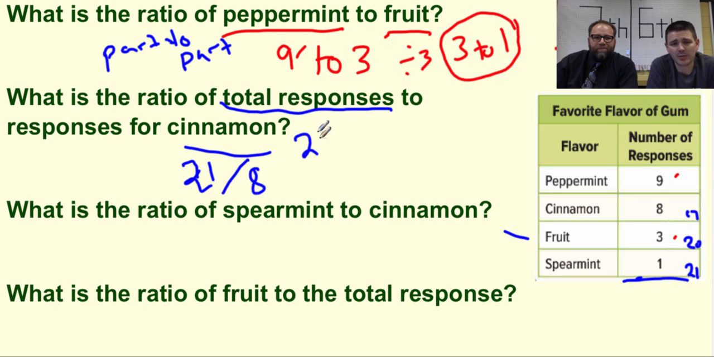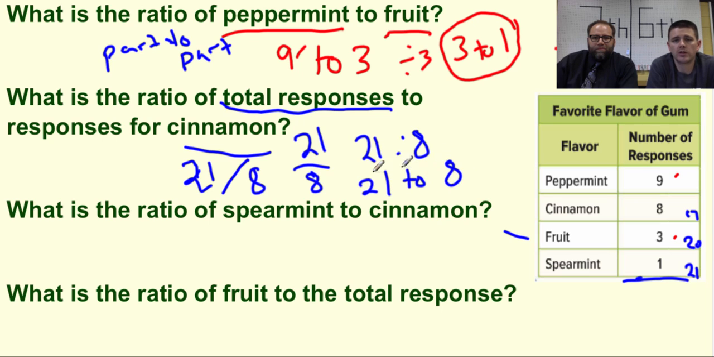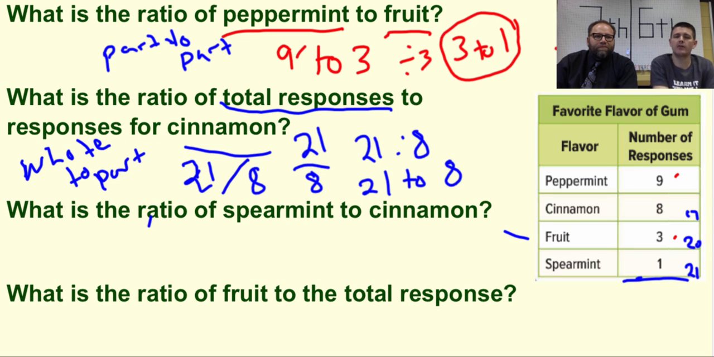In this case, I can't simplify 21 to 8. There's no common factors. So I can go ahead and write it in all 3 of its forms. And then ask yourself, is this part to whole, or whole to part? Well, in this case, I started with the total number of responses. That's the whole amount. And then I compared it to just one little portion of it. So we would call this one whole to part. If you are feeling comfortable with this, go ahead and do the last 2 on your own. If not, follow along with us as we finish them up.